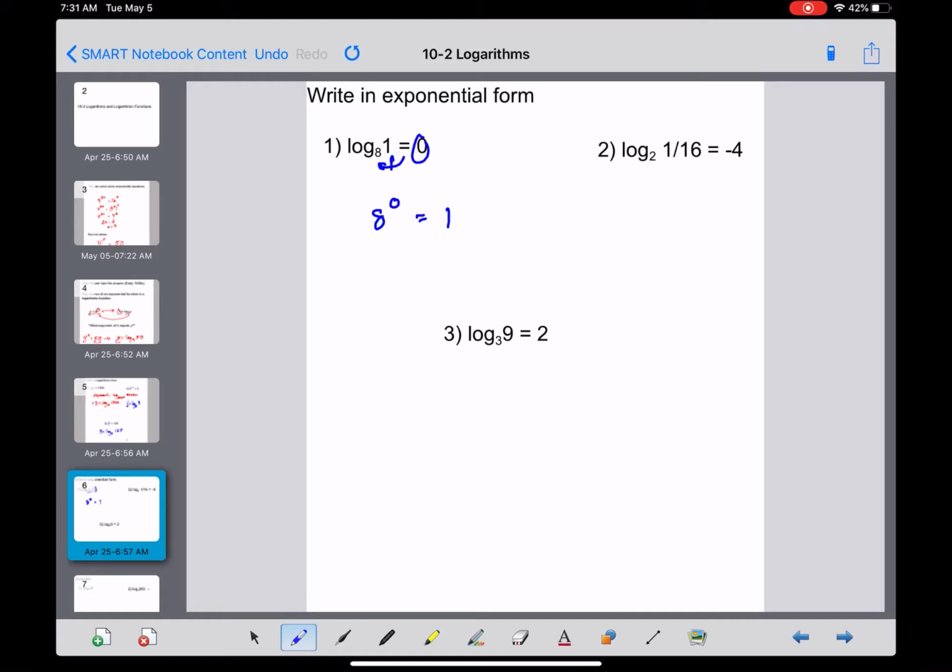Let's try it again here. Log base 2 of 1/16 equals -4. Well, 2 is the base of the logarithm. That's going to be the base of the exponent. The number by itself over here is the exponent, so 2 to the -4th power, and that's going to equal 1/16. And again, we can see that that equation really is true. This last one, log base 3 of 9 equals 2. We could write that as 3 squared equals 9. Again, it's the same way of writing the same equation, just in exponential form instead of logarithmic form.